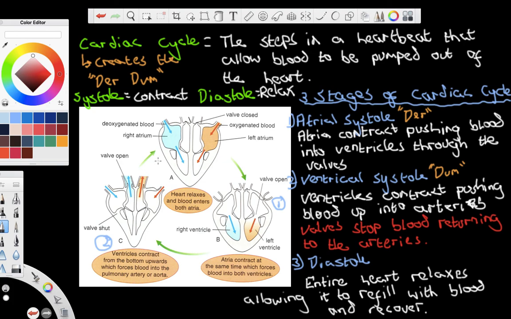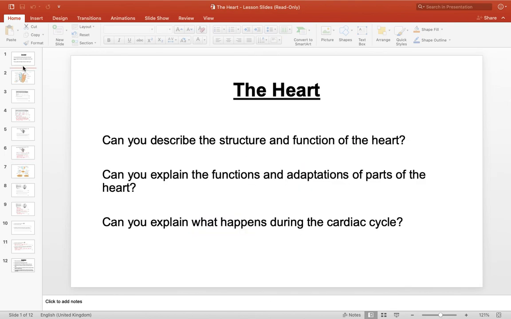That concludes today's lesson. You should now be able to tell me the structure and function of the heart. You should be able to tell me how the heart is adapted to do its job, and you should be able to explain what happens during the cardiac cycle.